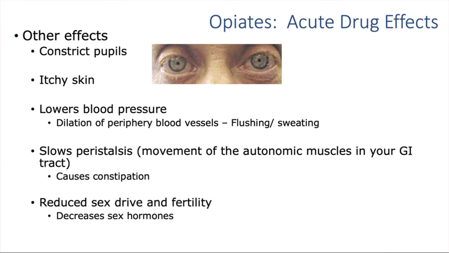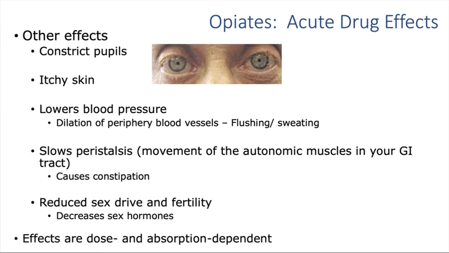You're also going to see a reduced sex drive and fertility. There's a significant drop in the levels of sex hormones in people who are chronic opioid users. So it is more difficult to conceive if you have a history of chronic opioid use. Okay. Effects are both dose and absorption dependent. I mentioned absorption dependent because remember, one of the differences between heroin and morphine is the ability to get into the bloodstream, which is absorption. So that absorption difference is going to be pretty important.